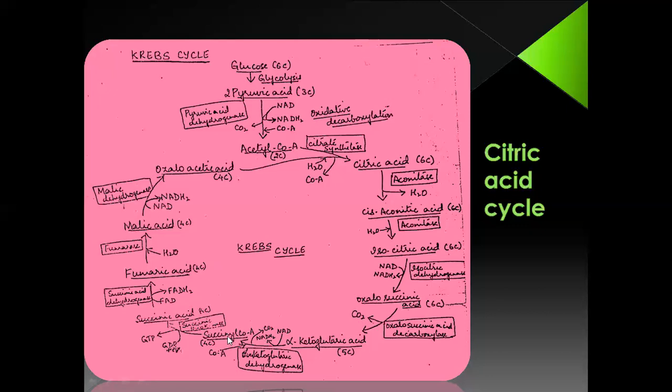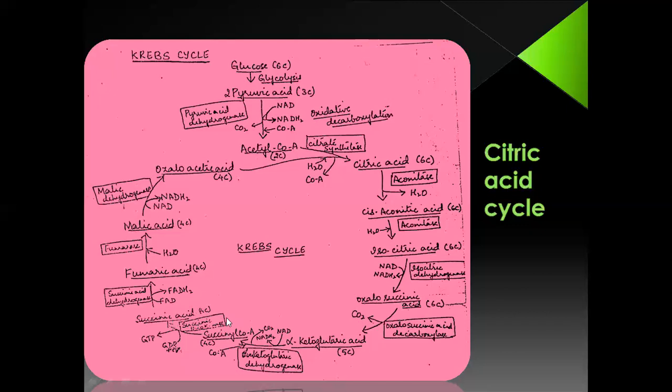Next, we have succinyl coenzyme A. This succinyl coenzyme A, the 4-carbon compound, undergoes a series of complex reactions, and this series of complex reactions takes place in the presence of inorganic phosphate, ultimately giving rise to succinic acid, which is again a 4-carbon carboxylic acid. And during this process, a coenzyme A will be released.